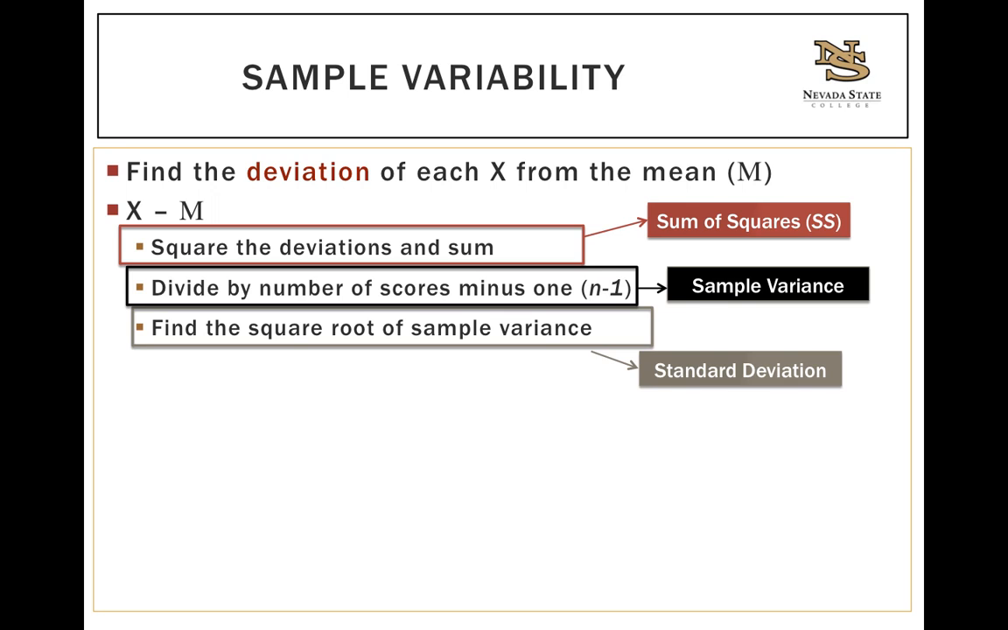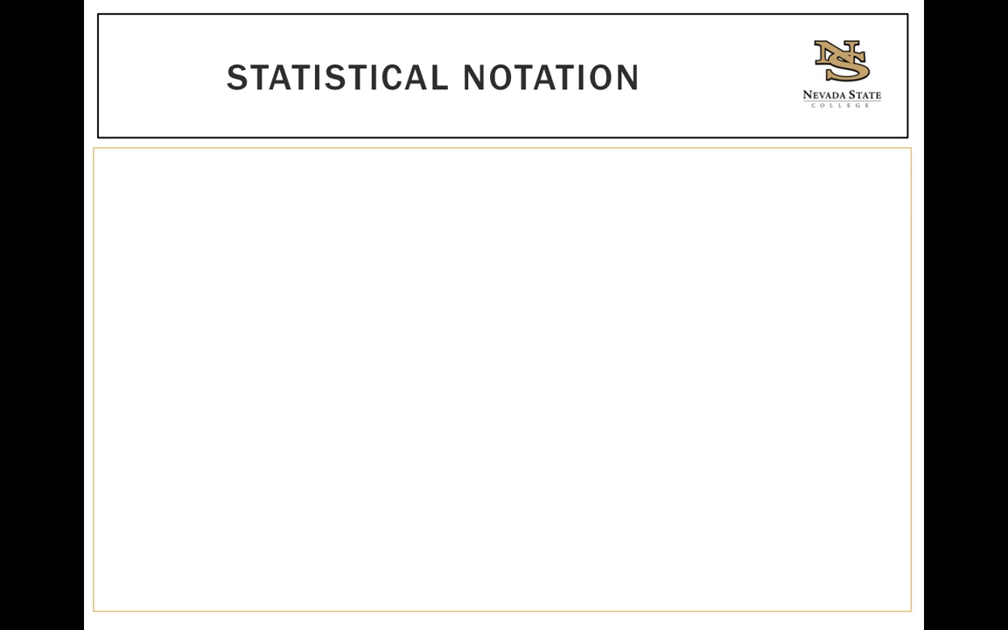Now we'll go over this again using statistical notation. Our sum of squares looks very similar to our sum of squares for the population. We're simply taking x minus M to find the deviation for each score, squaring it so that we can get rid of those pesky negative numbers, and then summing all of those squares. And that's our sum of squares, still noted by SS.